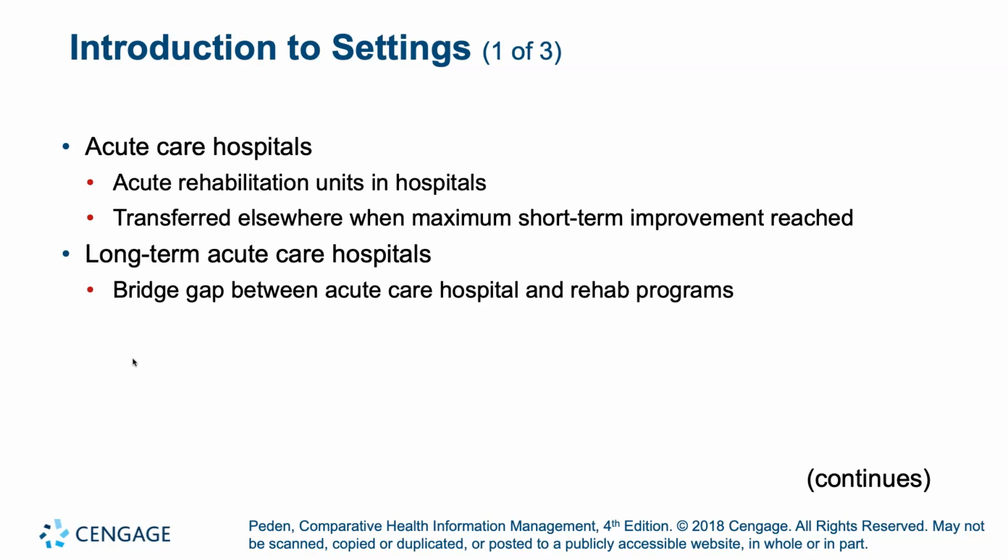There are rehab units in hospitals, just like we talked about last week with long-term care units in hospitals. They are typically transferred elsewhere when maximum short-term improvement has been reached. Then there are long-term acute care hospitals. They bridge the gap between an acute care hospital and rehab programs.